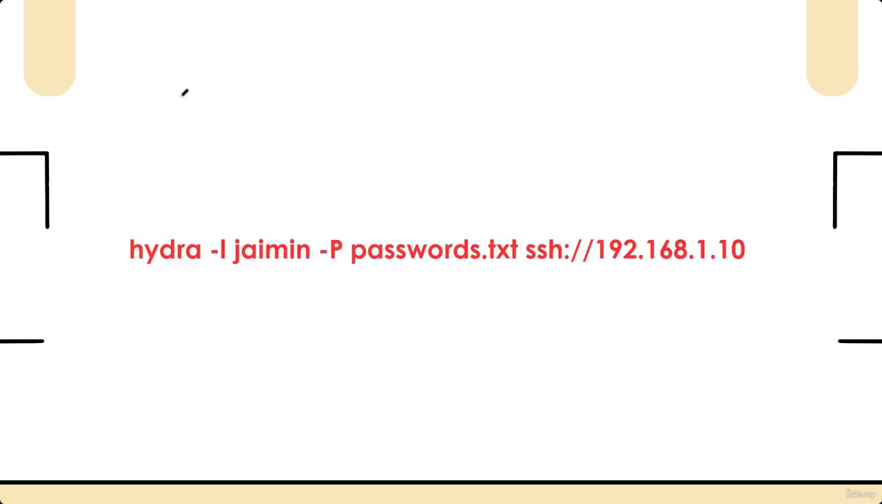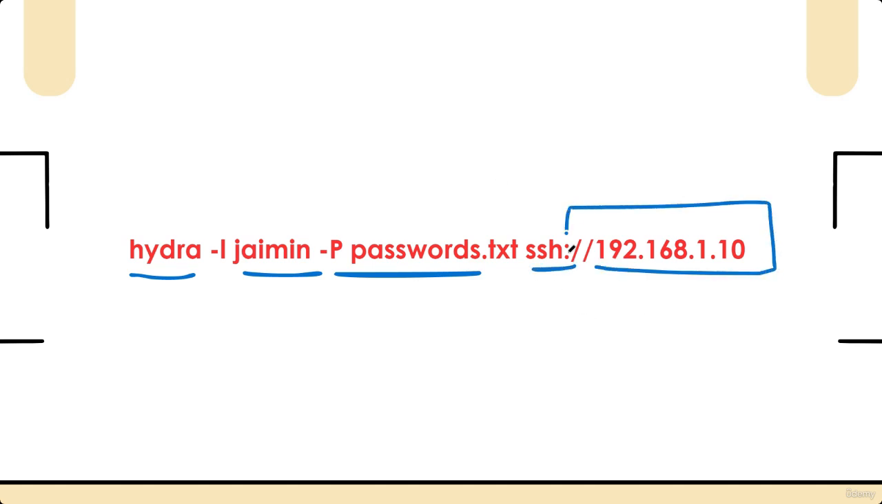via the Hydra tool. The command we are going to use is this one, where Hydra is the tool, Jamin is the user for which we are going to guess the password, and -p password.txt tells Hydra to use this text file as a password list file. We are going to create this on our Kali Linux machine, and SSH is the service. 192.168.1.10 will be our victim Linux machine, and 1.40 will be our next victim machine, the Windows. So let's quickly jump on to the Kali Linux machine.